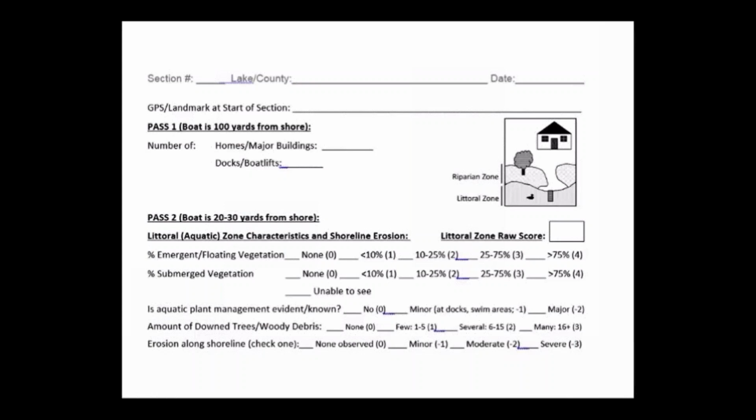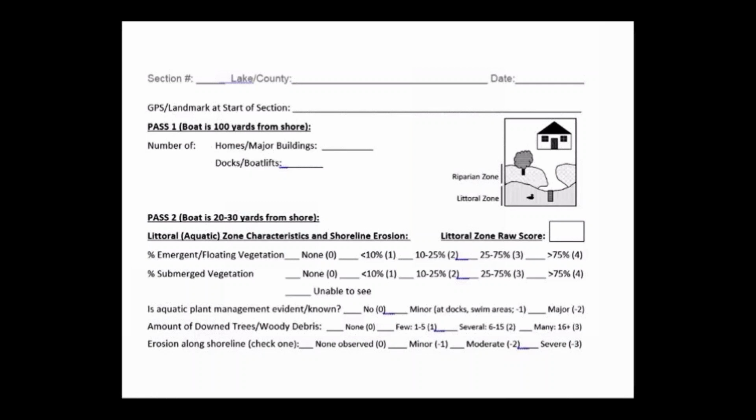Next, estimate the amount of downed trees or other woody debris, like branches or logs, along this 1,000-foot section. Your choices are none, a few, that is 1 to 5 trees or branches, several, or many.